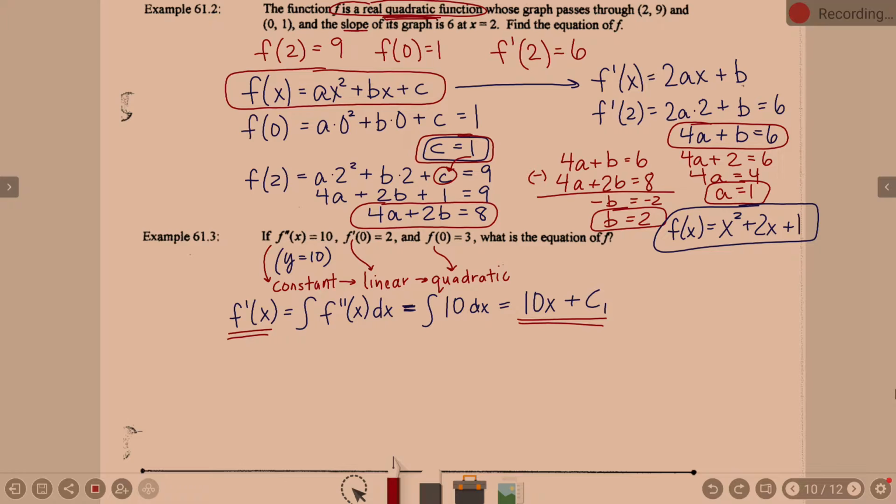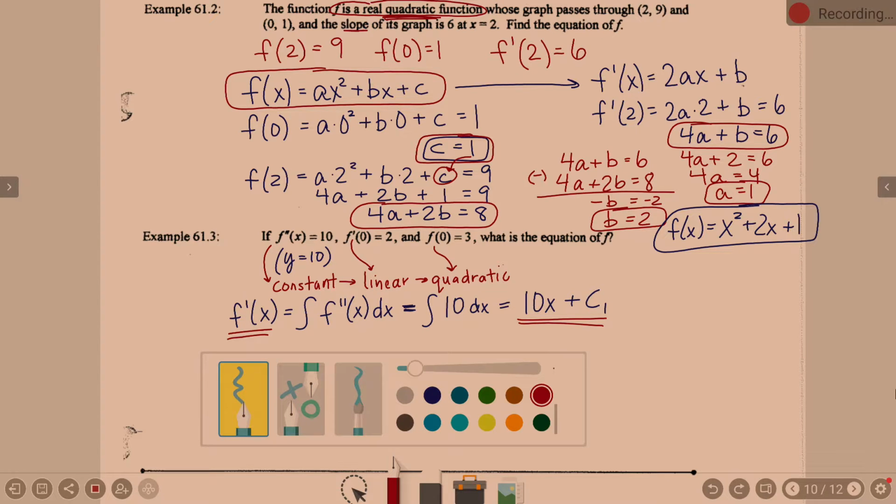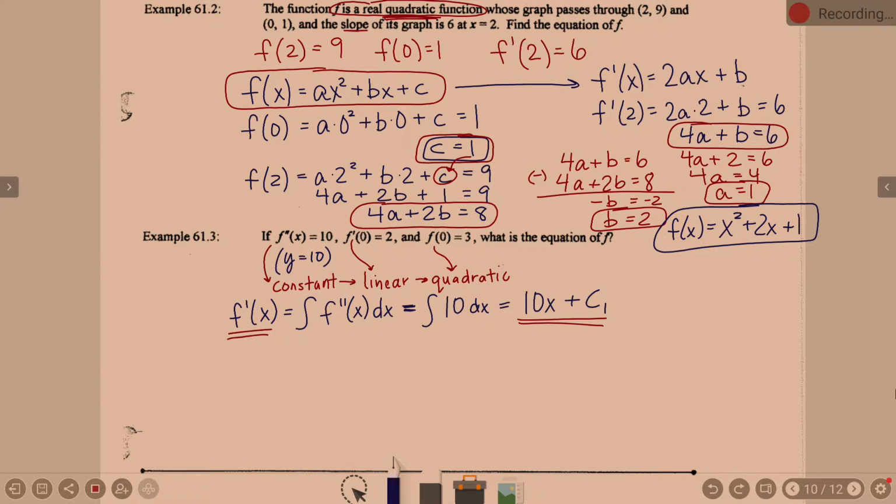Do we know some information that could help us find c? We can evaluate what f prime of 0 equals. Yes, I listened to Shively and Ross at the same time, and I agree. We are using the fact that f prime of x equals 10x plus c, and we are provided up here that f prime of 0 equals 2.